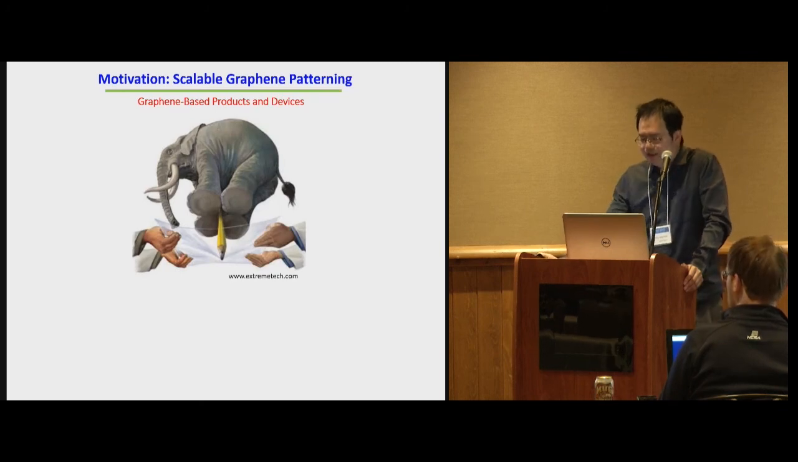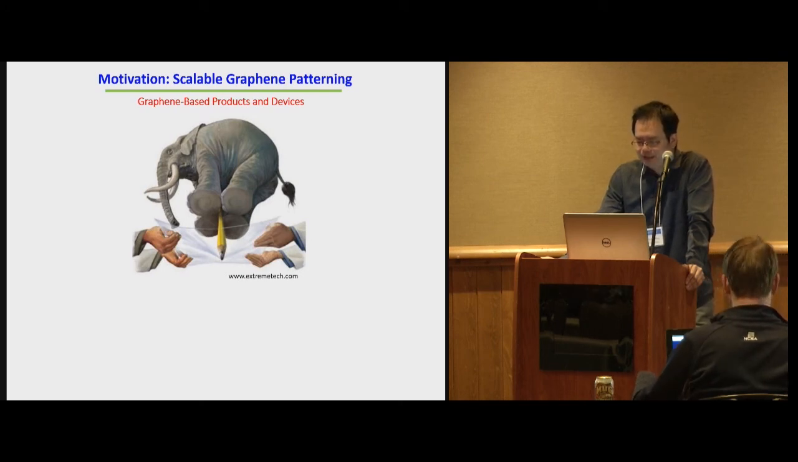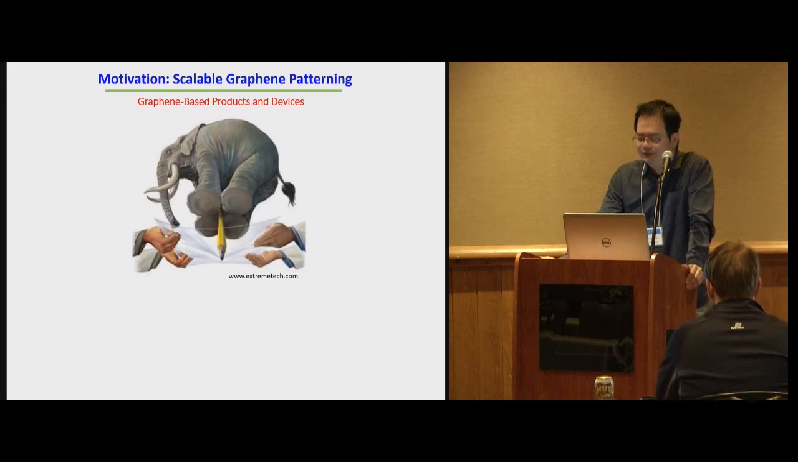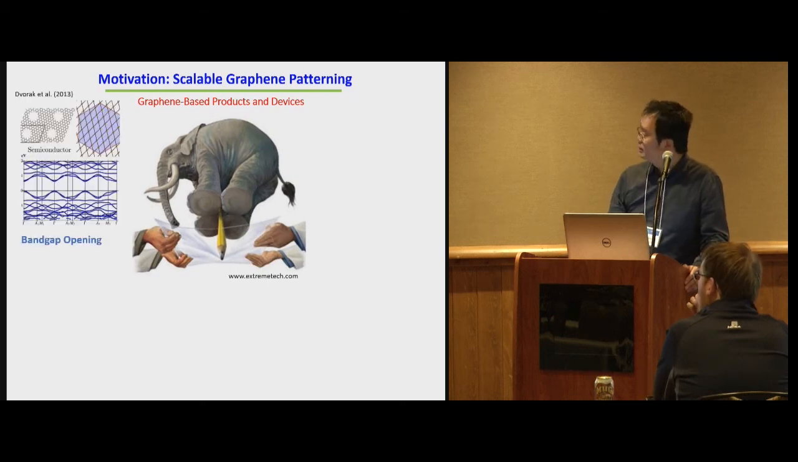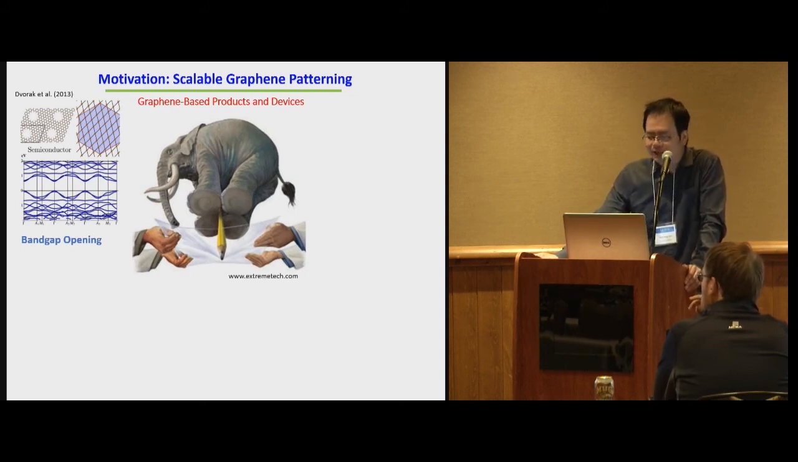So the motivation here is scalable graphene patterning. Now, all of you know that graphene is one of the most fascinating materials ever. Single atomic layer, but it's extremely strong, extremely stiff. However, in order to properly use graphene, to achieve commercially viable graphene devices and applications, we really need to pattern graphene.